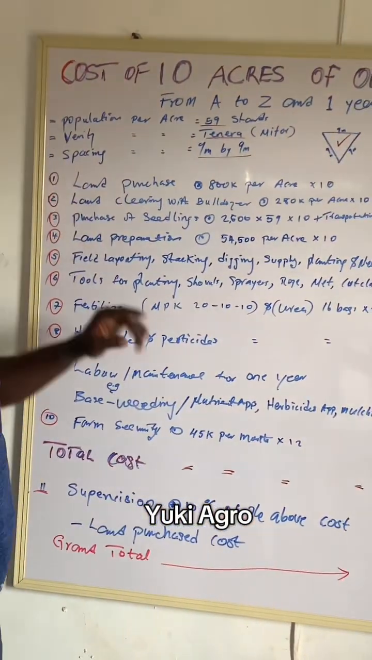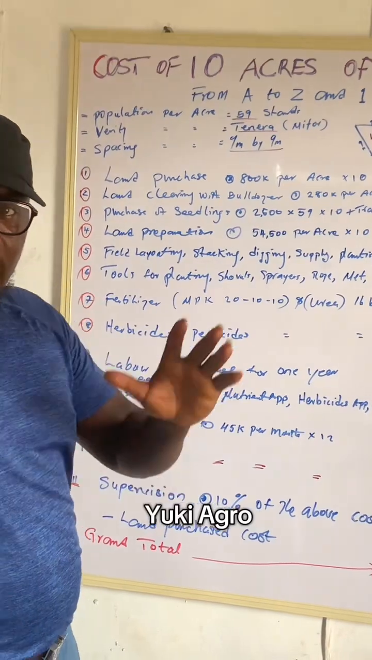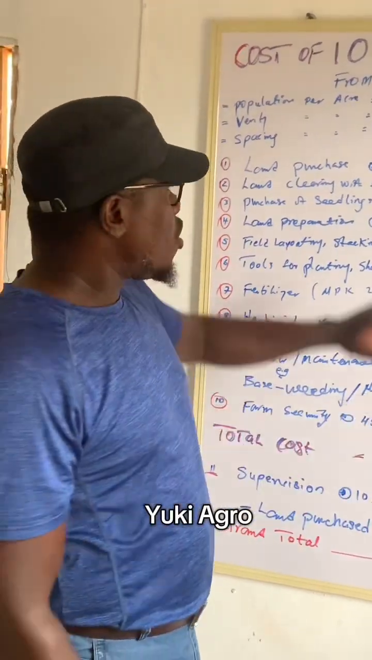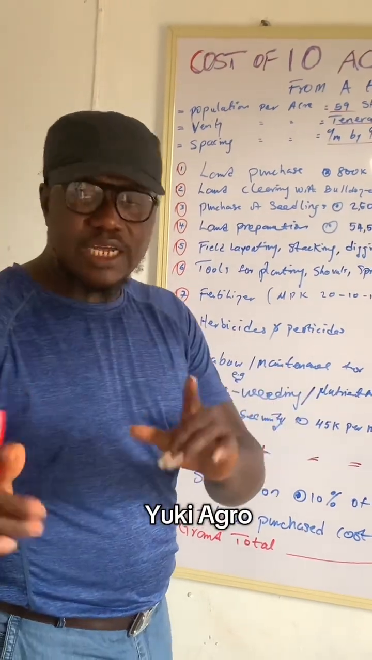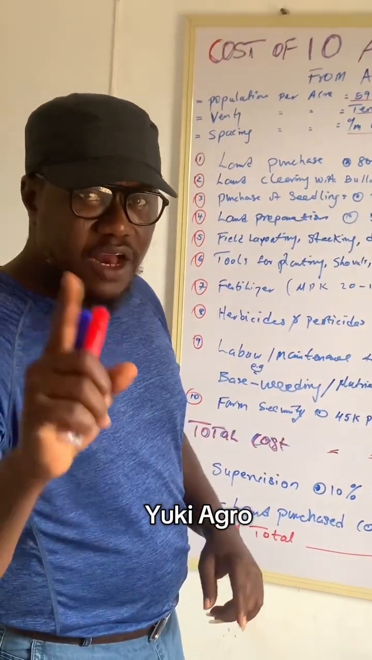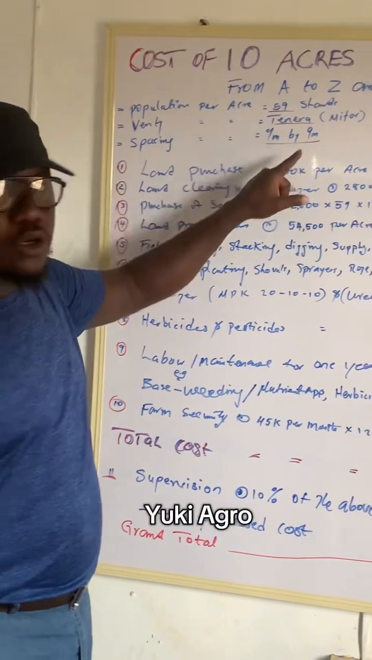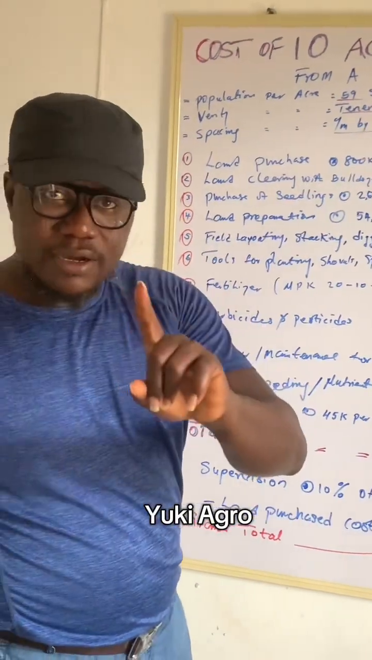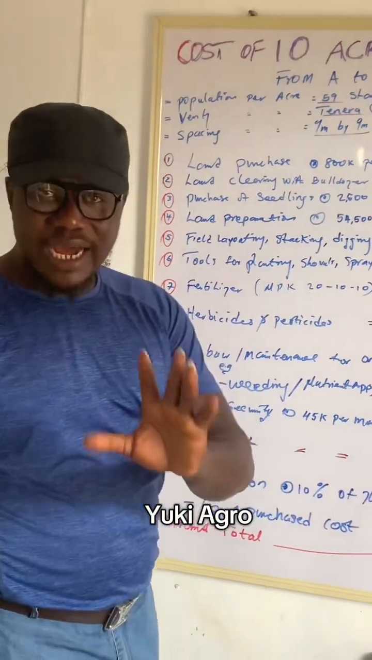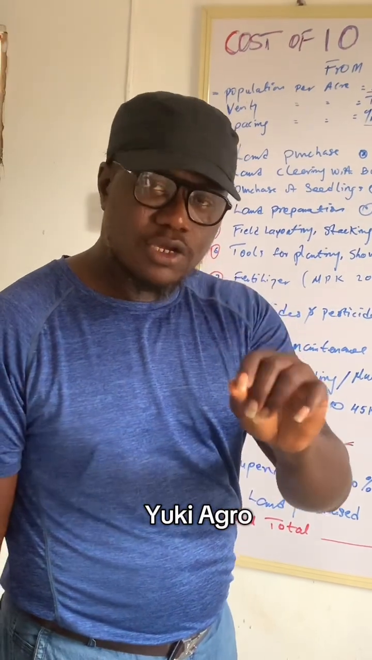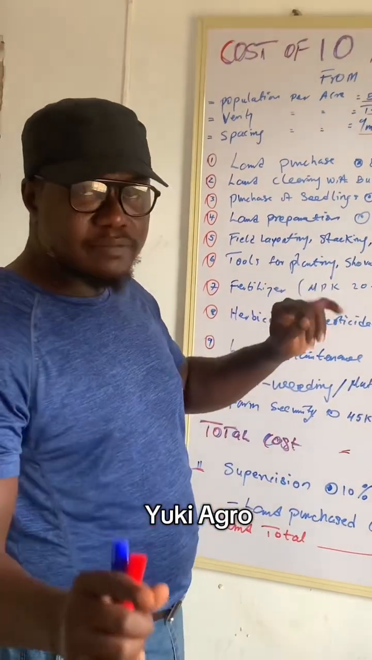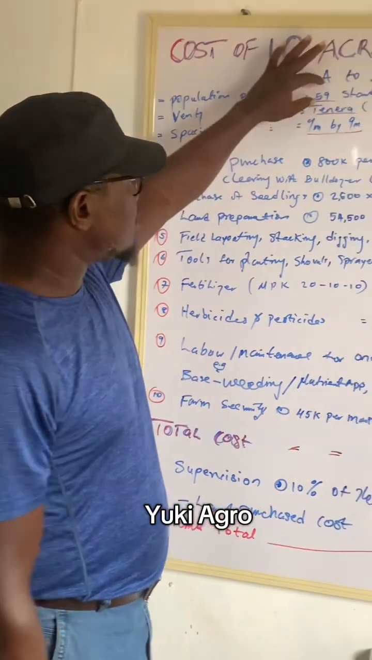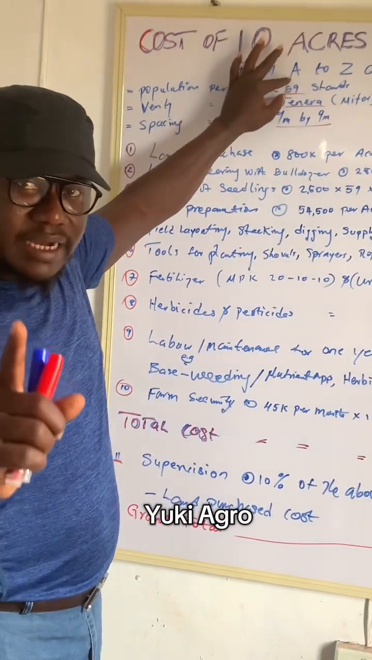Before we go to the first on the list, I will tell you that we have the basic information concerning this table, which is the standard of what you should know or what you should do. First is to know the population you are considering per acre, all right? In this case, we are using standard of 9 meters by 9 meters to get our population stand per acre, which stands to be 59 stand per acre, all right?